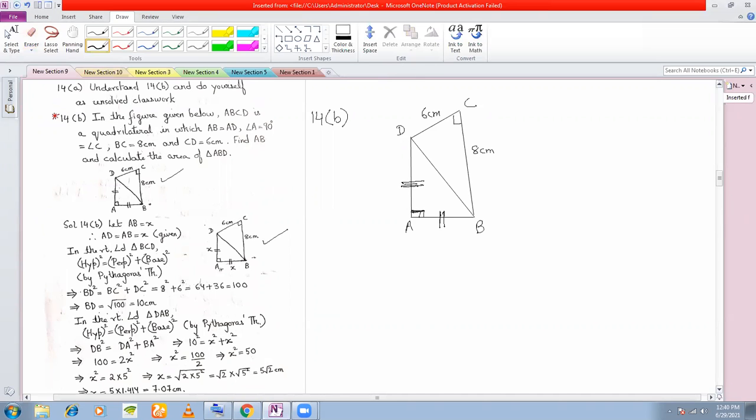Angle A is 90 degree. So this angle is given to you as 90 degree. Also, angle C is 90 degree, so this angle is also given to you as 90 degree. Length of BC is given as 6 centimeter. Length of CD is given as 8 centimeter. What you want to do is find out the length AB and the area of triangle ABD.